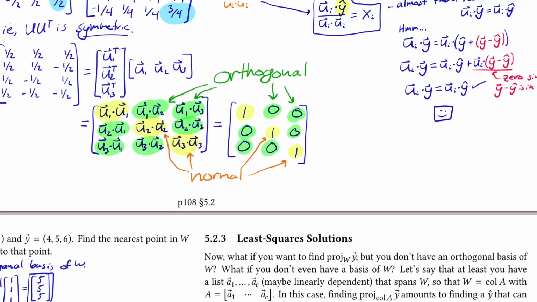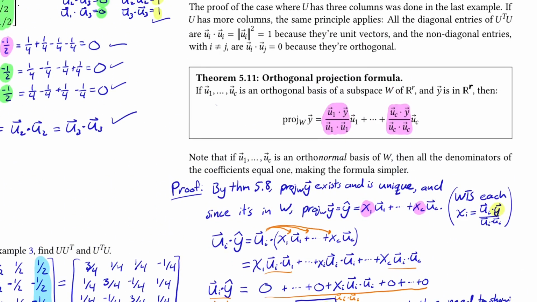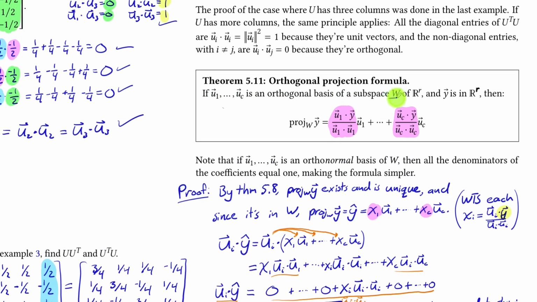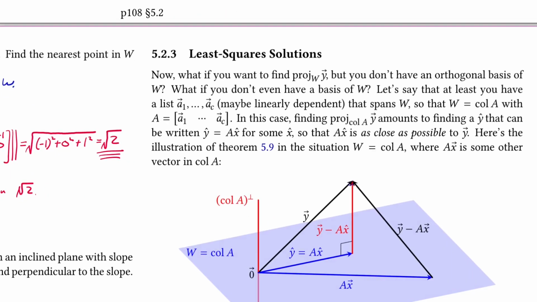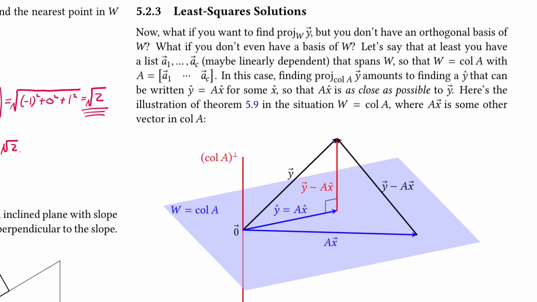The way we were finding projections before is when you have an orthogonal basis of the subspace, like everything in W can be written as a linear combination of this orthogonal list of vectors. But what if we just have any old vectors, A1 through AC, that we put in a matrix and call the matrix A? So the span of those vectors is also known as the column space of A.